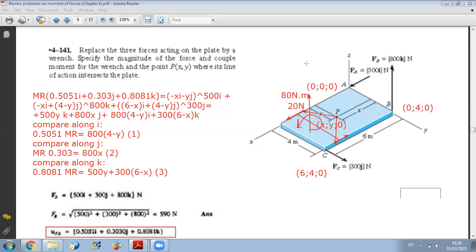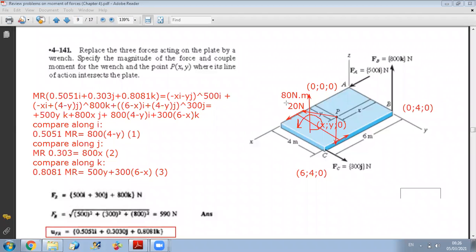Either you replace them by a moment vector, and just when you do summation of moment, you add the moment vector. Or you keep them as separate forces, and when you do sum of moment of forces, you calculate the moment of each one. But don't do both, be careful, you would have calculated it twice in this case.